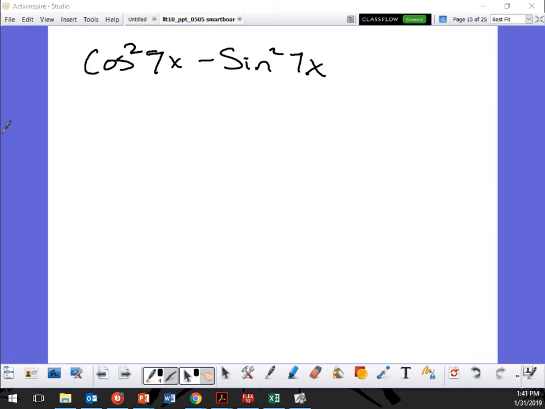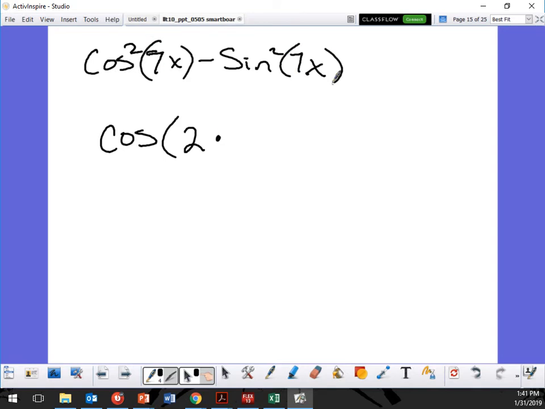But what is my a value here? 7x, right? So it's going to turn into cosine of 2 times my a value, in this case 7x. So my answer now, using that identity, simplified all the way down, I'm left with what? Cosine 14x. Cosine 14x is the answer.